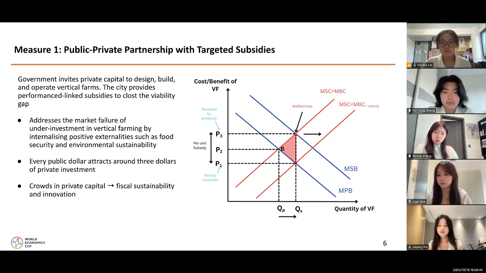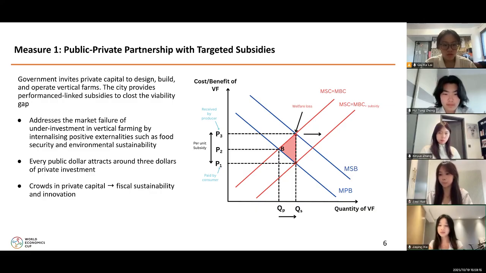Under this model, the government invites private capital to design, build, and operate vertical farms. To make the projects financially viable, the city provides performance-based subsidies, meaning public funds are paid only when specific output or efficiency targets are met. This approach addresses the market failure of underinvestment in vertical farming because food security and environmental sustainability are positive externalities that private firms normally can't monopolize. The subsidy helps internalize those wider social benefits.